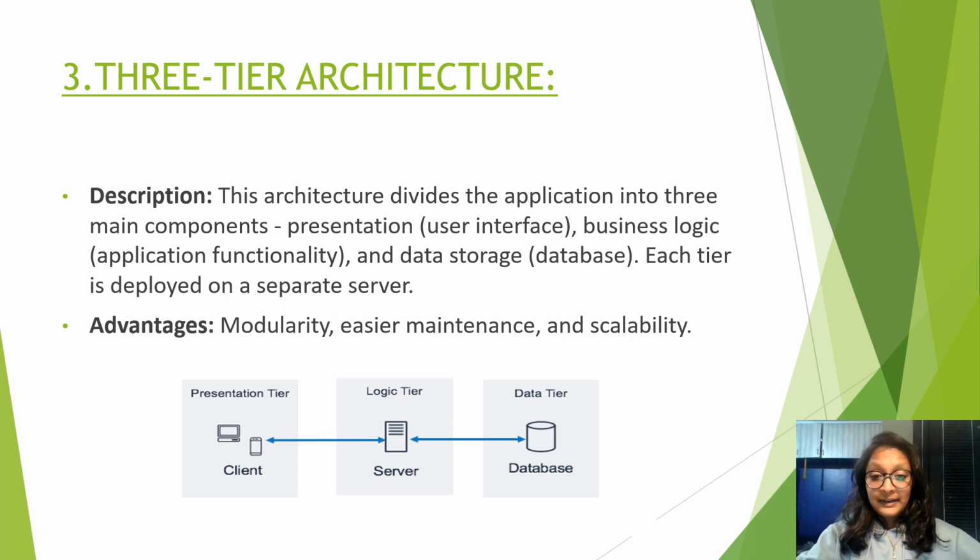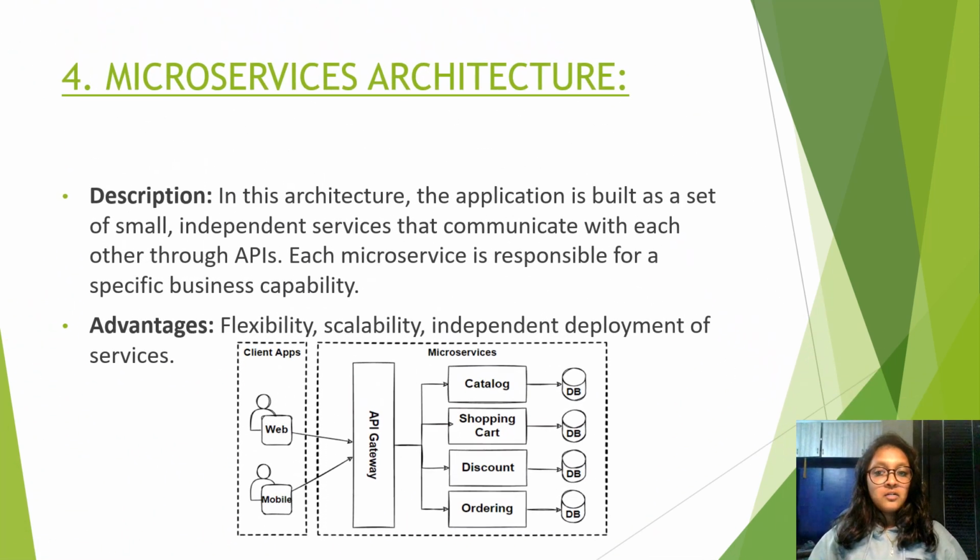For decades, three-tier architecture was the prevailing architecture for client-server applications. Today, most three-tier applications are targets for modernization using cloud-native technology such as containers and microservices, and for migration to the cloud. The main advantages of three-tier architecture are modularity, easier maintenance, and scalability. Microservices architecture. In software engineering, a microservice architecture is a variant of the service-oriented architecture structural style. It is an architectural pattern that arranges an application as a collection of loosely coupled, fine-grained services communicating through lightweight protocols.